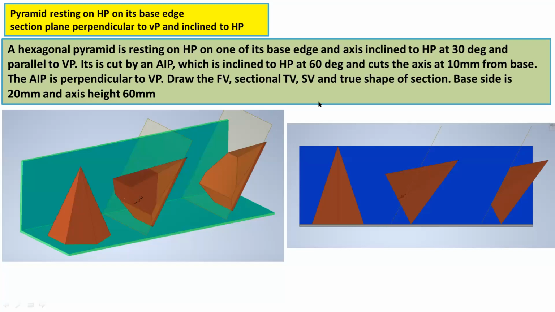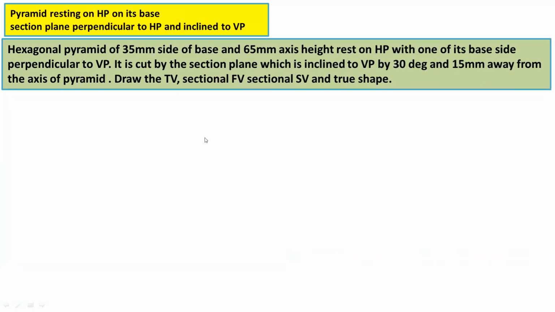So in the last problem, we have seen how to draw the sectional view for the hexagonal pyramid, where the section plane was inclined to HP and perpendicular to the VP. Okay. So now we will see the projection when the section plane is perpendicular to HP and inclined to the vertical plane. So you can note down this second problem.